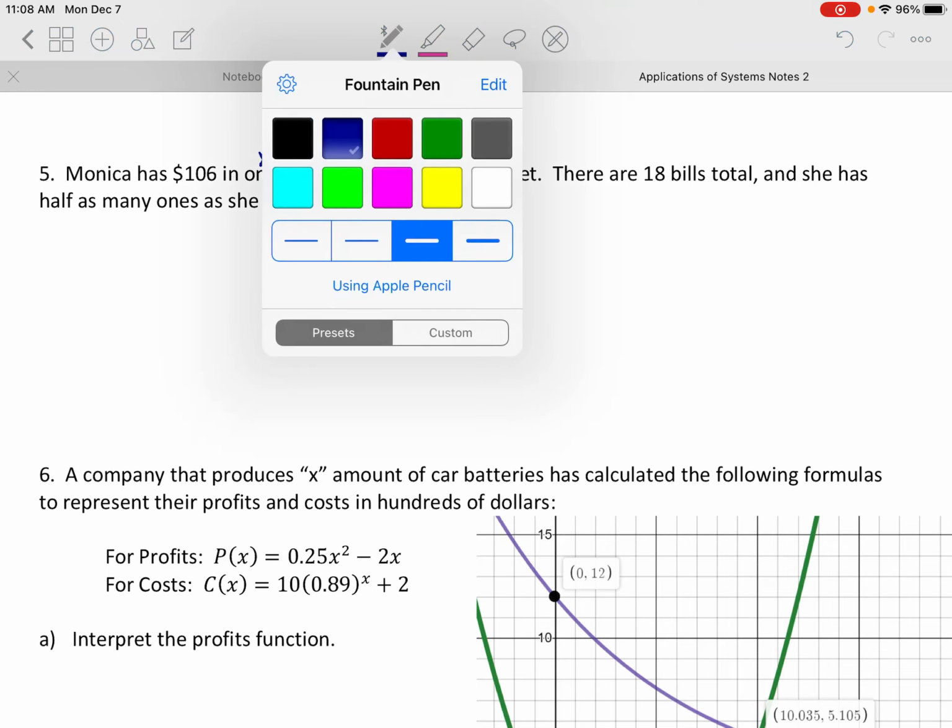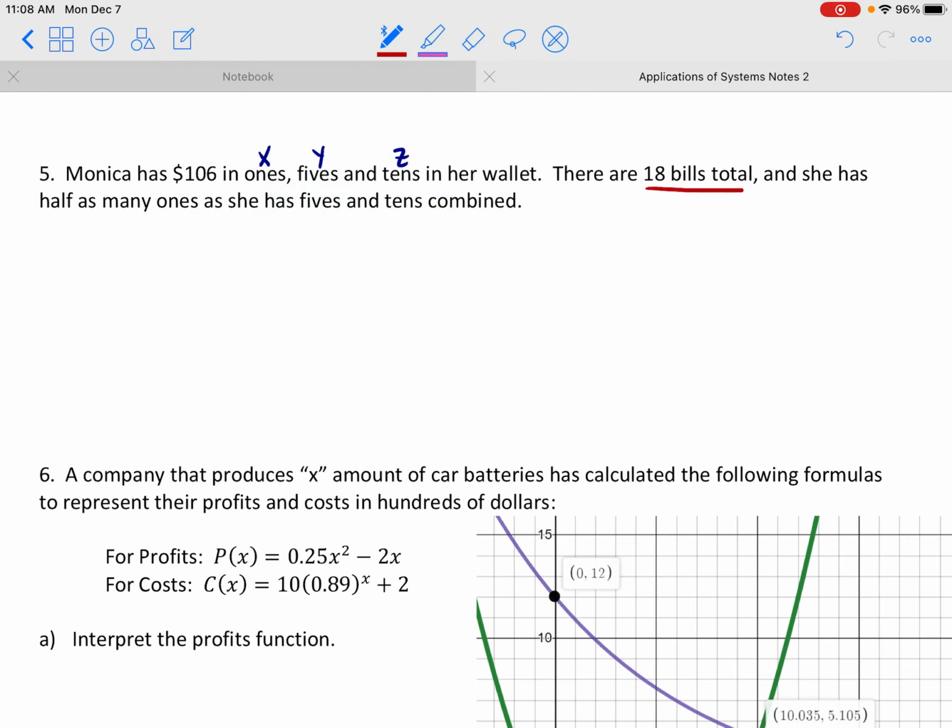Okay, so first, there are 18 bills total, so let's make an equation out of the 18 bills total. So total number of bills.